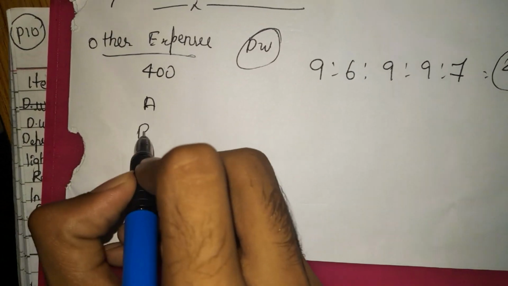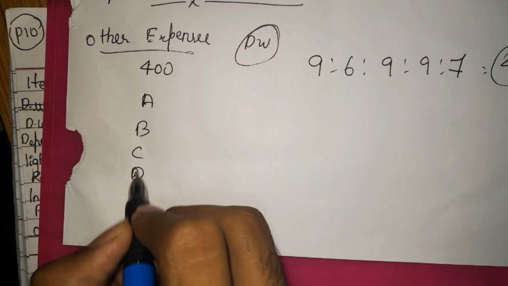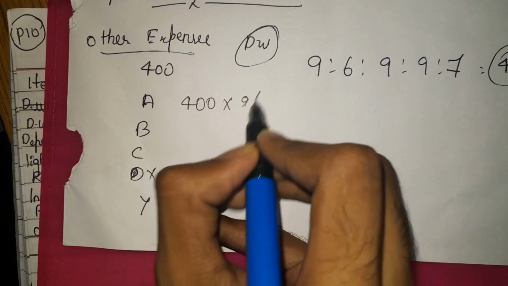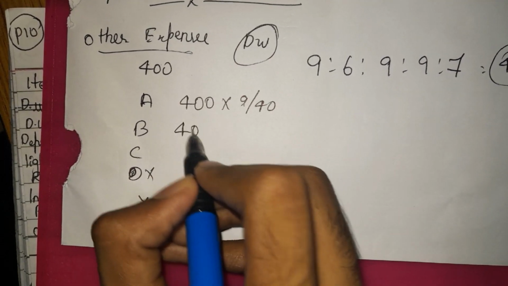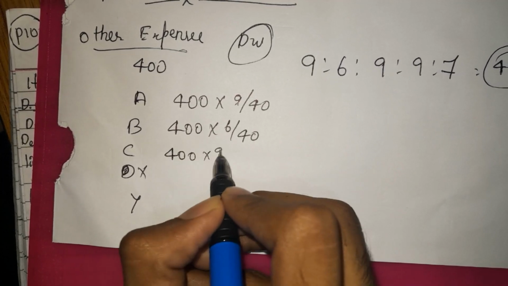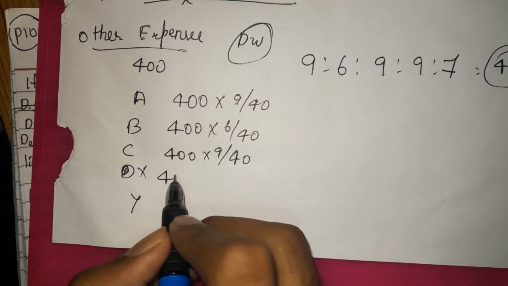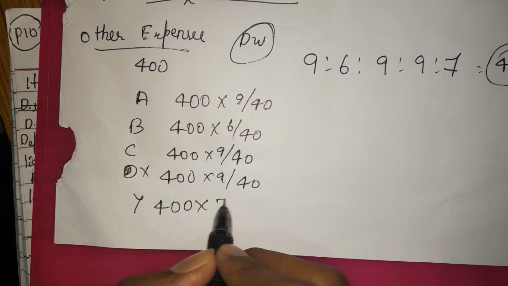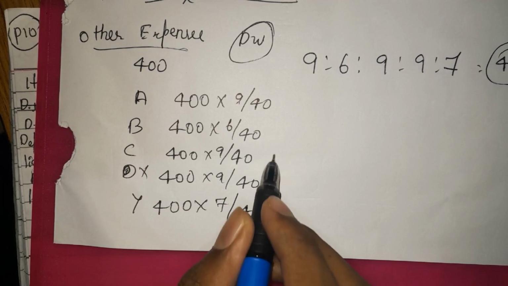So A department, B department, C department, X department and Y department. A department it will be 400 into 9 by 40. B department it will be 400 into 6 by 40. C department it will be 400 into 9 by 40. X department it will be 400 into 9 by 40. Then Y department will be 400 into 7 by 40.